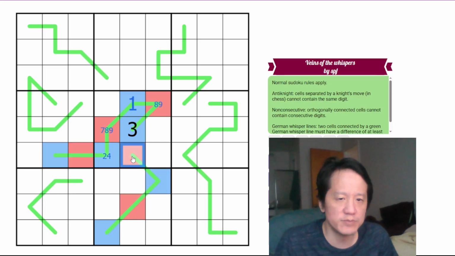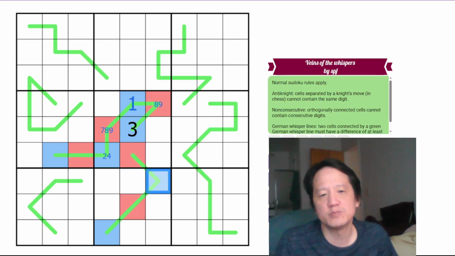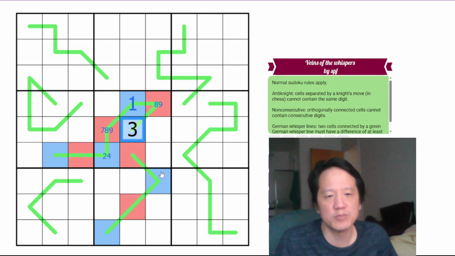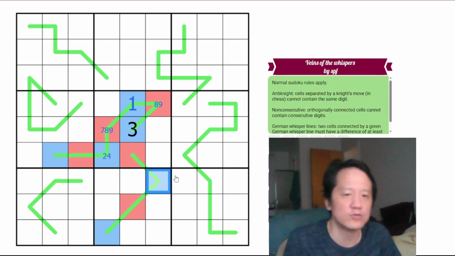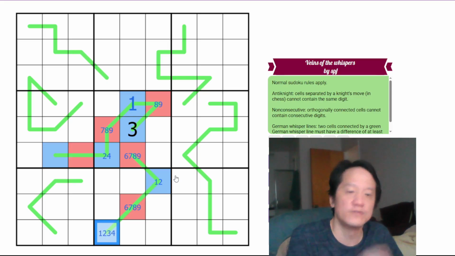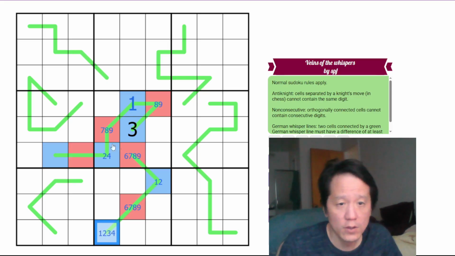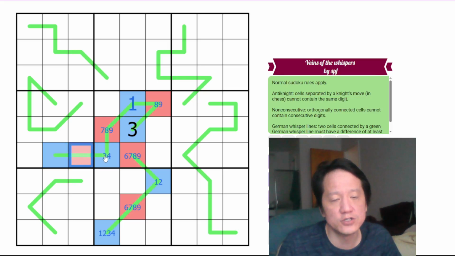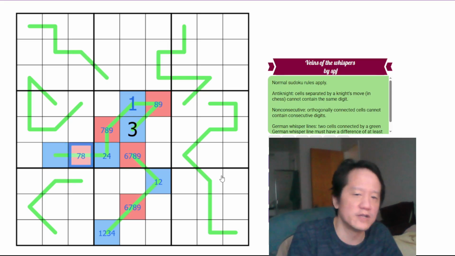This digit is in between two unique digits on the German whisper line. So this must be 1, 2, or 3, but it can't be 3 because of the anti-knight rule. So this is 1 or 2. That means this is 6, 7, 8, 9. This is 6, 7, 8, 9. This could be 1 through 4 here. This is next to two unique digits on a German whisper line, so this must be 7, 8, and 9 again. This must be 1 through 4.